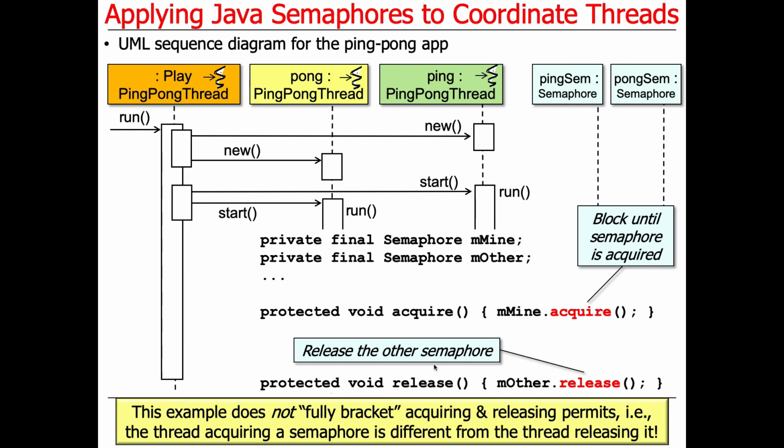As you can see here, the way this works is we have these semaphores, mine and other. Each thing has something called mine and other, and we simply initialize them to be the reverse of each other. So acquire says mine acquire, so I acquire my semaphore, and when I'm done, I release the other semaphore. Again, you'll have to block if your semaphore is in use. When you're done, you release the other guy's semaphore, and that's how they take turns.